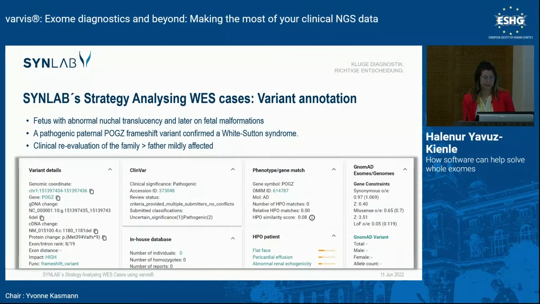Right. There you can see the variant annotation, as the variant was described in ClinVar once as uncertain significance and once as pathogenic. You can also see the phenotype, to what extent the patient and the POGZ gene are matching to the given HPO terms.